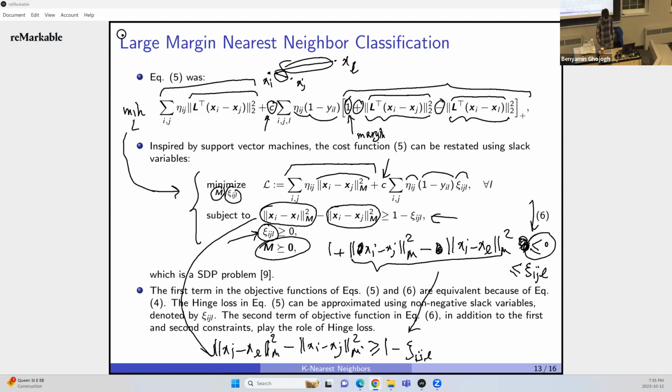Okay. So the question is the approximated equivalence of these two optimization problems. So consider the first term. I'm minimizing this term, right? I'm also minimizing this term. I'm repeating the first term here, right? Plus the second term. This is almost the second term, but rather than the standard hinge loss, this term, I have zeta ijl. Okay.